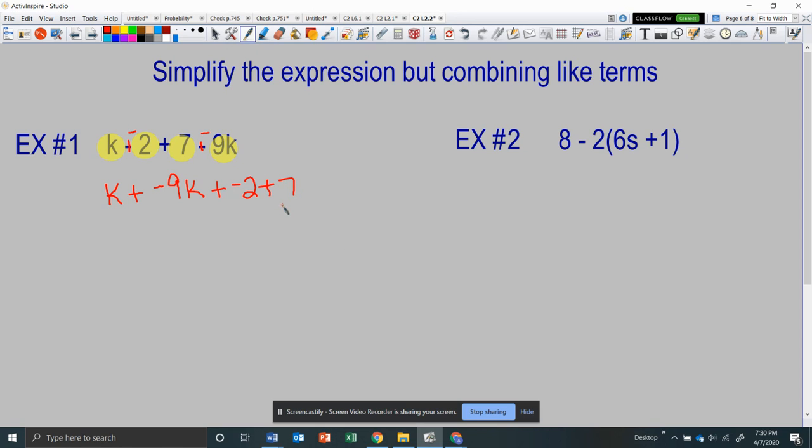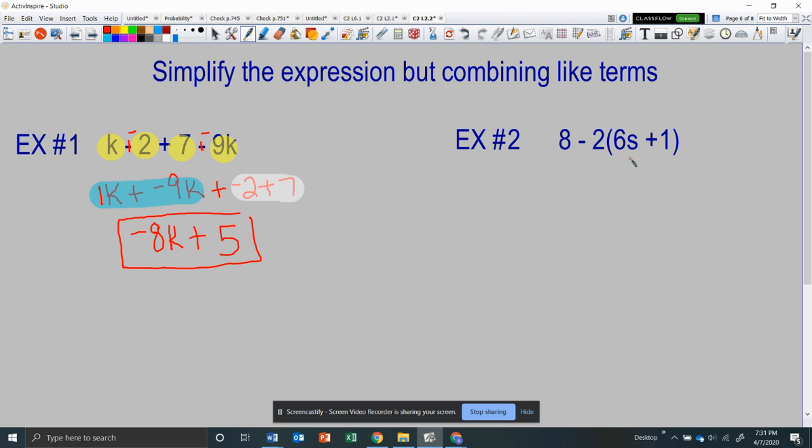One thing I want you to notice is I can't move the numbers around until I make it into addition, because subtraction is not commutative, only addition is. Okay, now we're going to add k plus -9k. Remember, this is like a 1k here. So this would be -8k plus, now I'm going to add -2 plus 7, and that would give me 5. And so -8k plus 5 is the simplified expression.